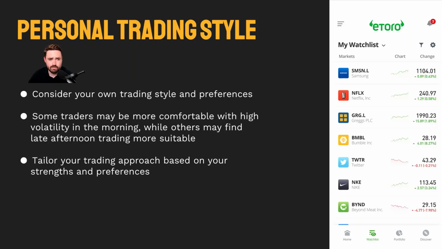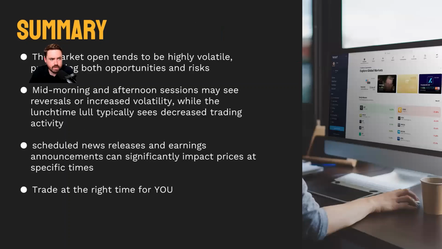What works best for you is what works best for you. That could be the quietest market. It could be a market that someone else performs really badly in or really good in as well. So find what works for you. Look back at your trade journal to help you as well. Some traders are going to be more comfortable than others with high volatility in the morning, while others may find it more positive in the late afternoon as well. Tailor your trading approach based on your strengths and preferences too. These are all important points for us.